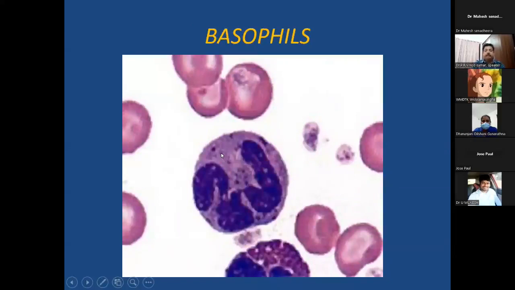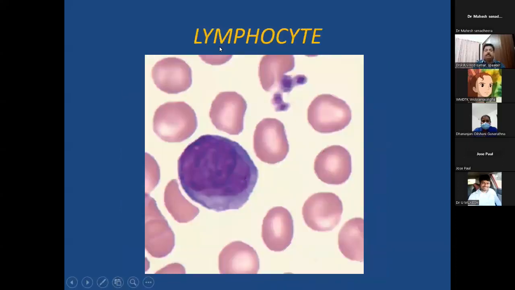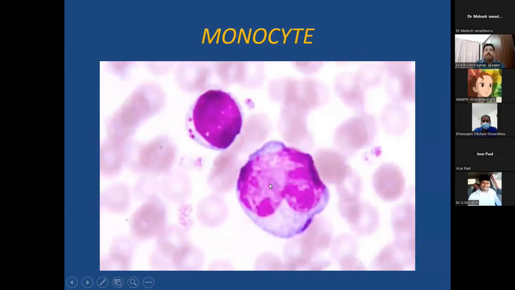The basophils have these granules too, but a bluish tint can also be seen. That is a basophilic tint. It's not acidophilic, it is basophilic. Basophilic granules can be seen. Lymphocytes have no granules in the cytoplasm. You can see the cytoplasm here and the big nucleus here. This is a monocyte with a horseshoe nucleus, so typical, and they have no granules in the cytoplasm.